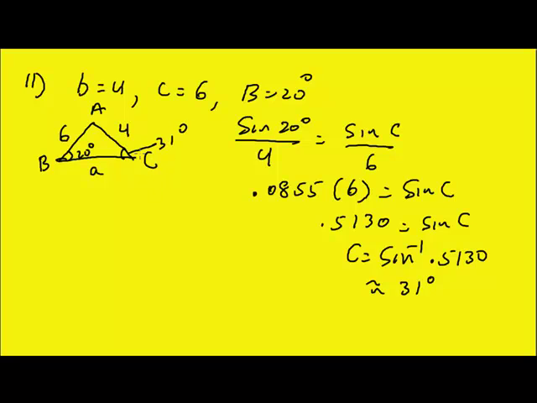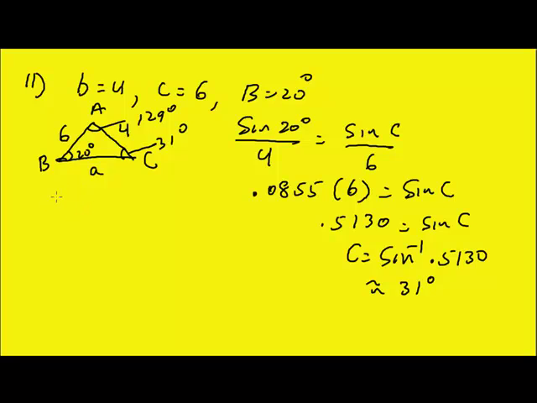Well, obviously if that's 31 degrees, we know what that is. Okay, and that's 20 plus 31, which is 51, and subtract 180 degrees from that, and that turns out to be 129 degrees. Okay, once we know that's 129 degrees, we can find side A.